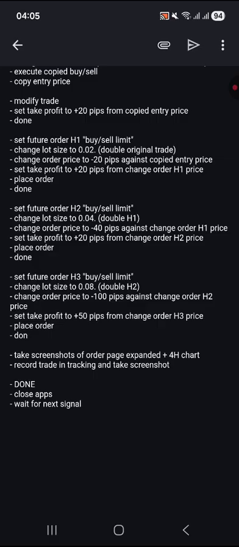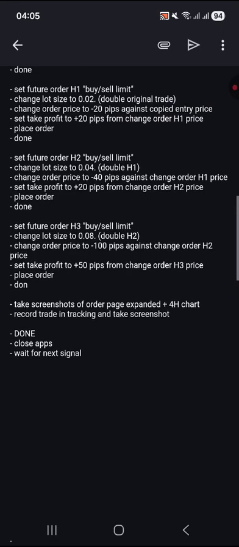Then I set hedge level 2, future order, H2, buy or sell limit, change the lot size to double of what hedge level 1 is. So in this case, it's 0.04. I change the order price to 40 pips against hedge level 1, so it's 60 pips against the original trade. I set the take profit to 20 pips. And I place the order, and I complete that hedge level.